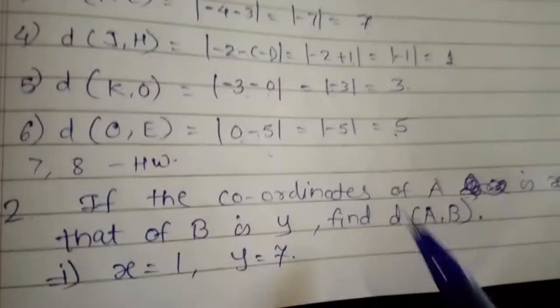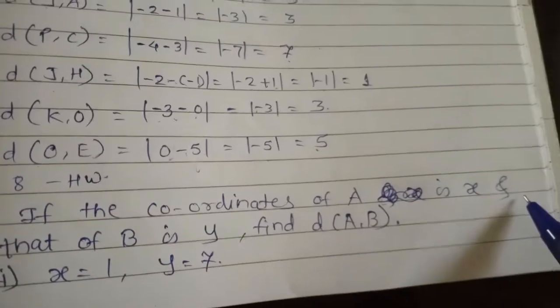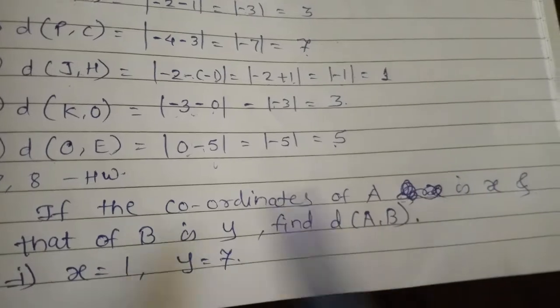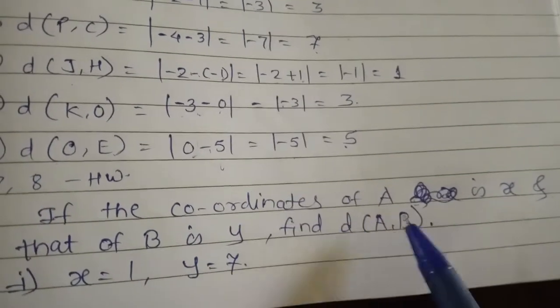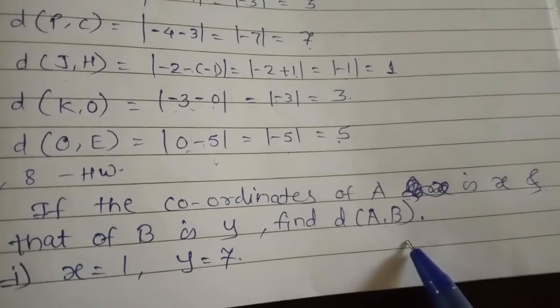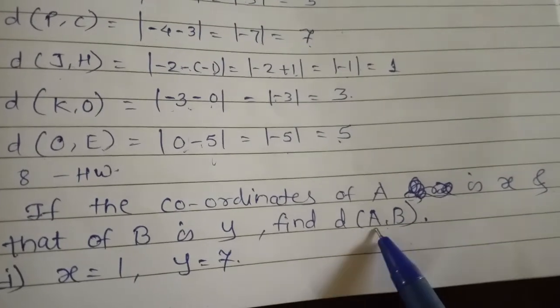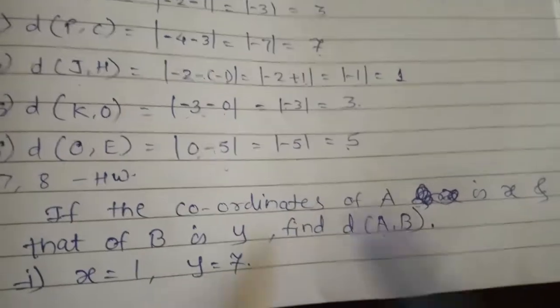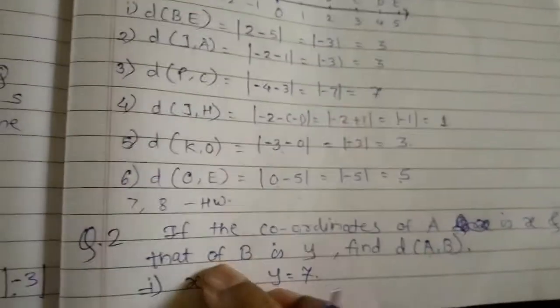Next one, question number 2. If the coordinate of A is x and that of B is y, you have to find out the distance AB. Here we are not directly given the values of A and B. We are told that the coordinate of A is x and the coordinate of B is y, and the values of x and y are given. So x is equal to 1 and y is equal to 7 is given.